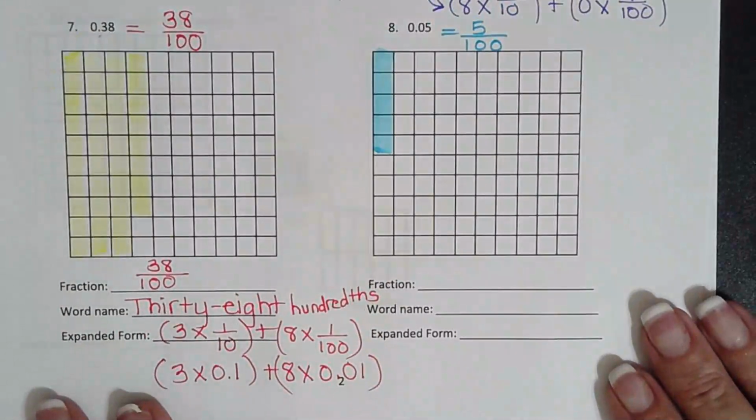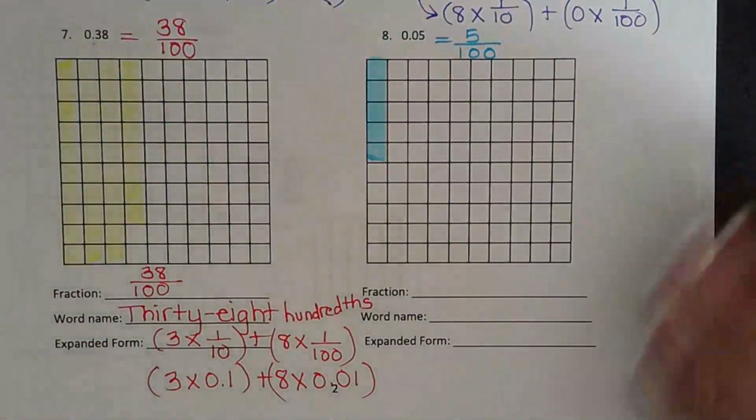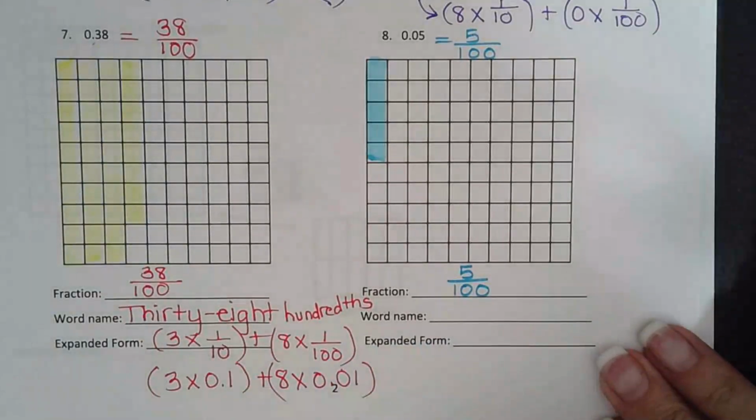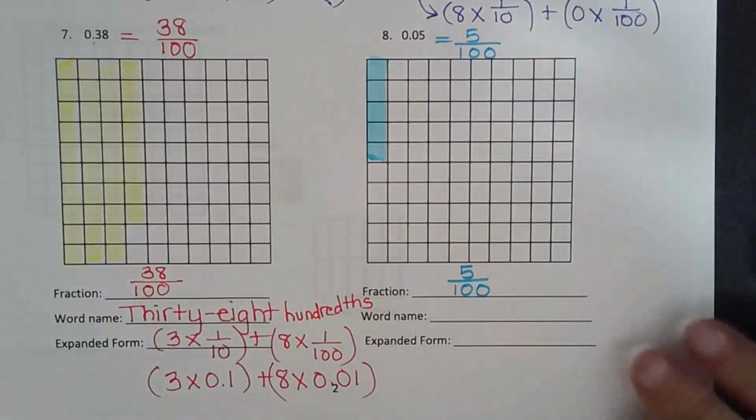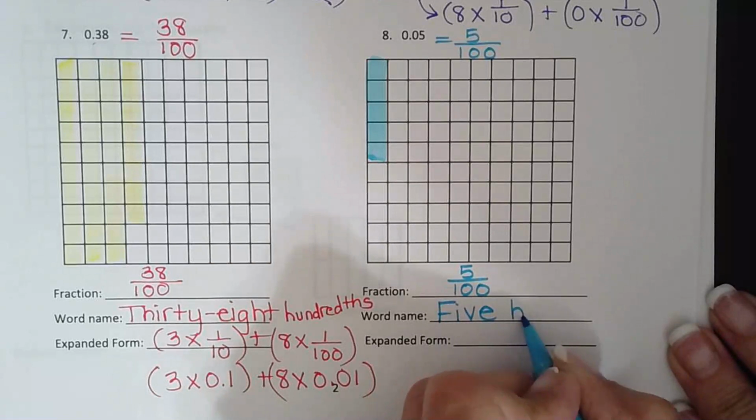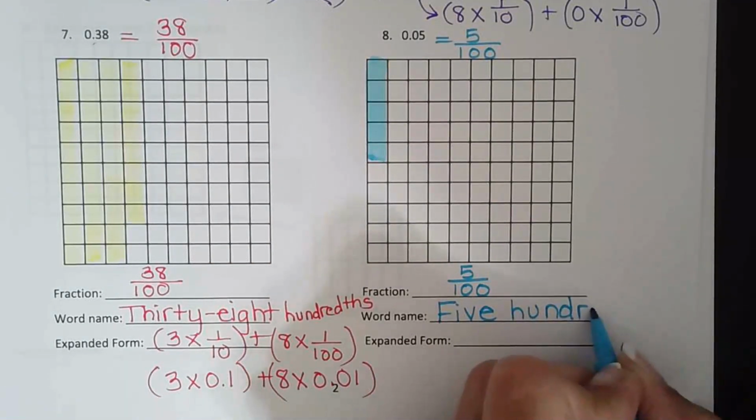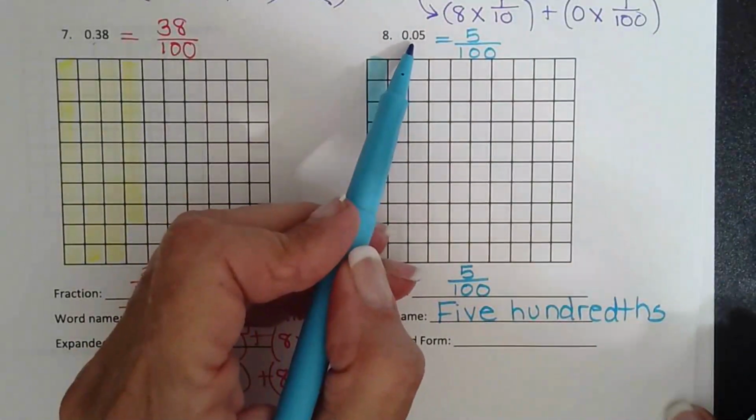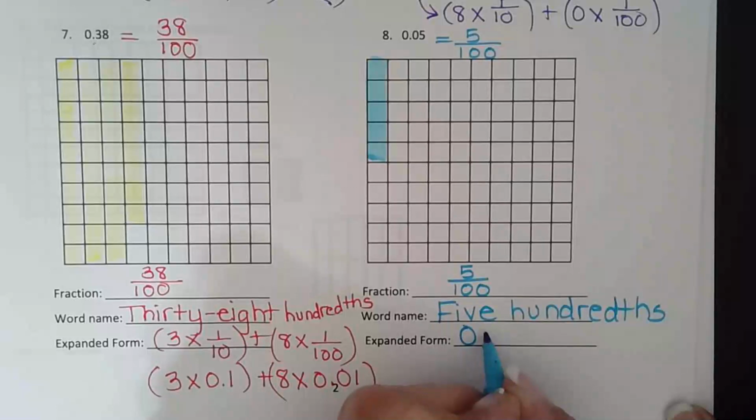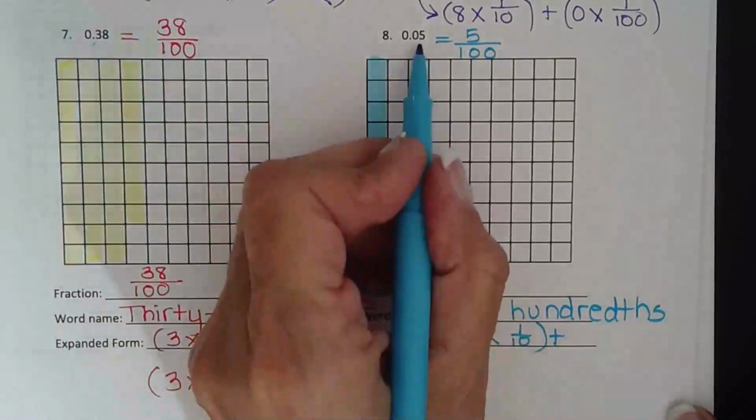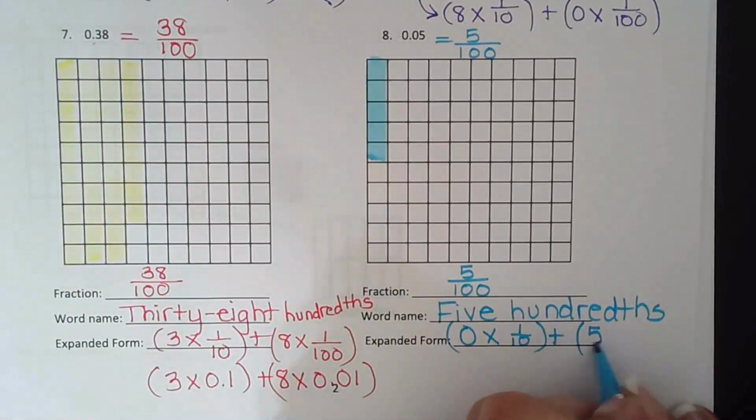So we already wrote the fraction down. The fraction is 5 over 100. And the word name is just like we read the fraction, 5 hundredths. So 5 and then 100 with THS. And when we're doing place values, 0 is in the tenths place. So 0 times 1/10, plus 5 times 1/100, because 5 is in the hundredths place.